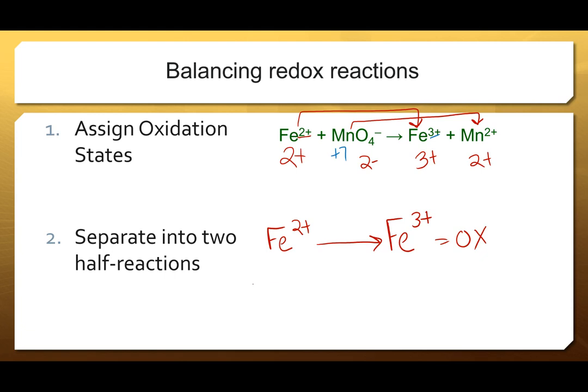And then we've got MnO4- becomes Mn2+. So we went from +7 manganese to +2 manganese for oxidation states. That number went down, so that means it must be gaining electrons. So this is our reduction.